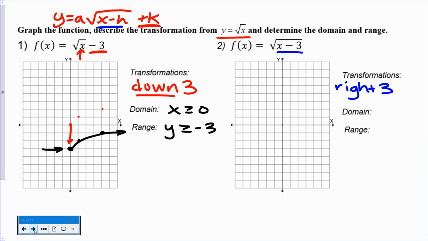So if I move everything right 3, that would be a new starting location. And then I can do the same exact pattern as I did before. And then I'll just make one more spot because it's going to be just a little bit off of my graph. So if I'm moving things right, now I just shifted the domain. Now all my x values must be greater than or equal to 3. And my range is y is greater than or equal to 0, because 0 would be the lowest y value.